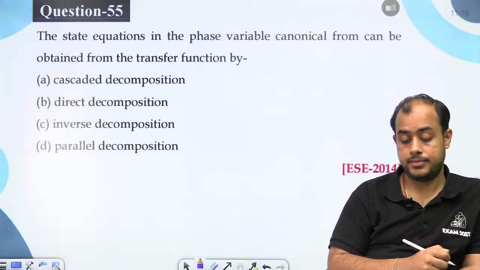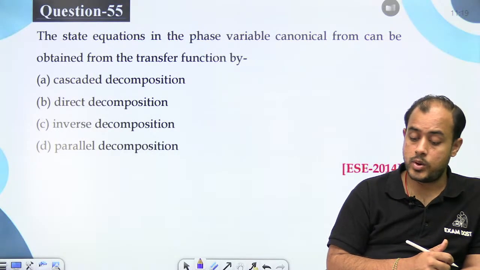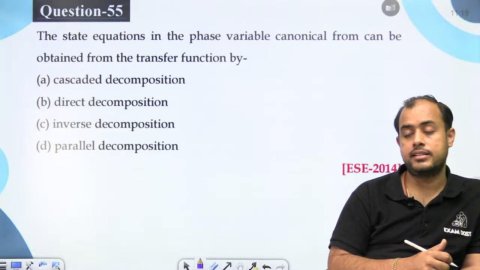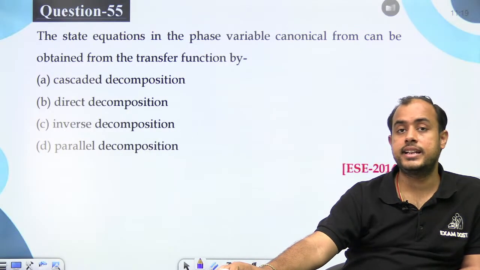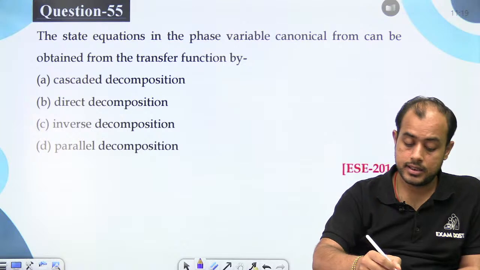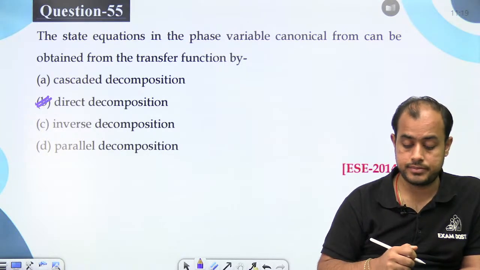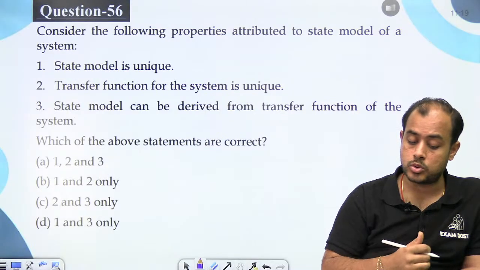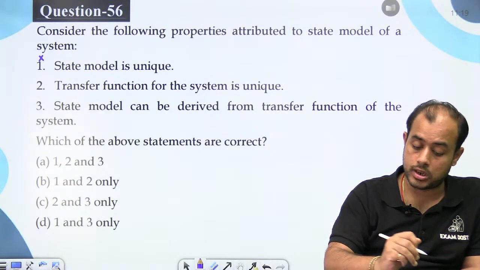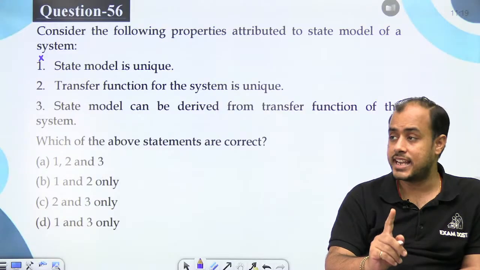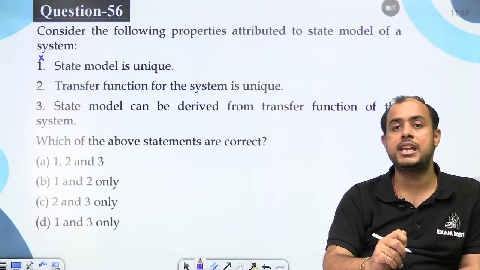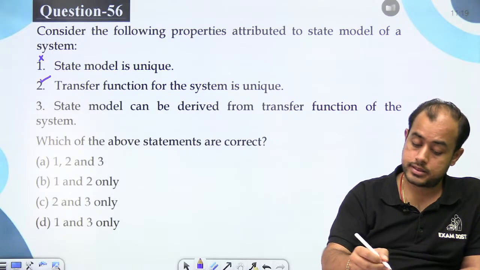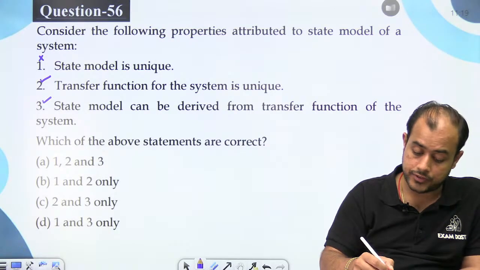ESE 2013. State equation can be obtained from transfer function by. State equation कैसे आती है ट्रांसफर फंक्शन से बोलिए? Direct decomposition. Following property attributed to the state model is unique? No. For same transfer function, we can have multiple state models. Transfer function is unique. State model can be derived from transfer function.